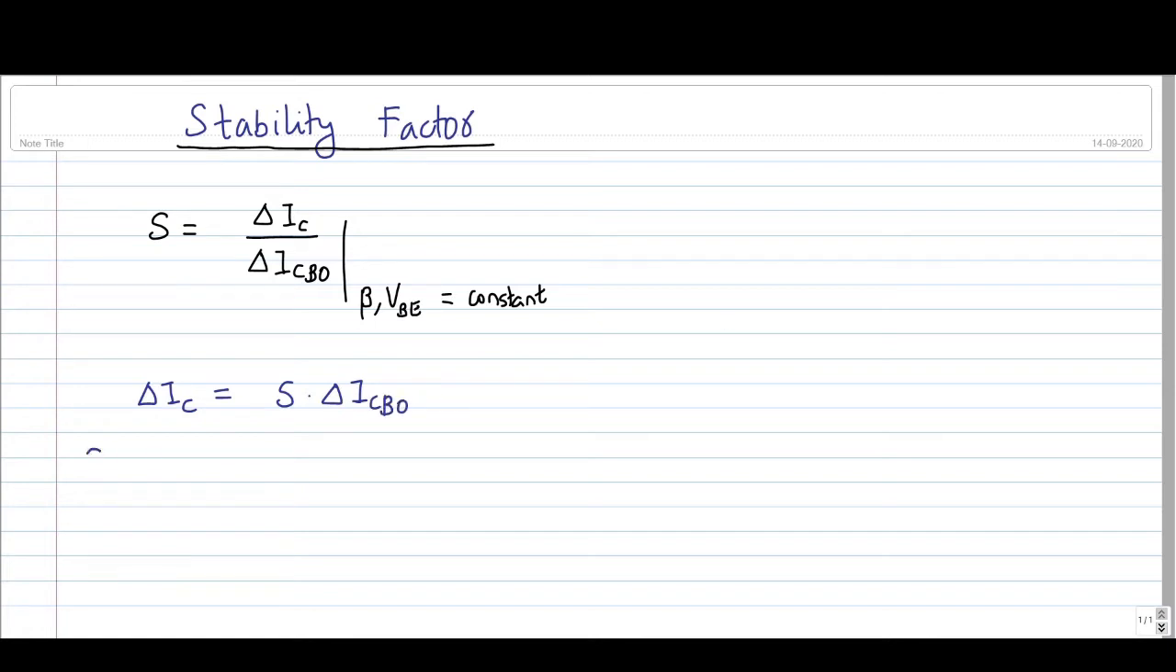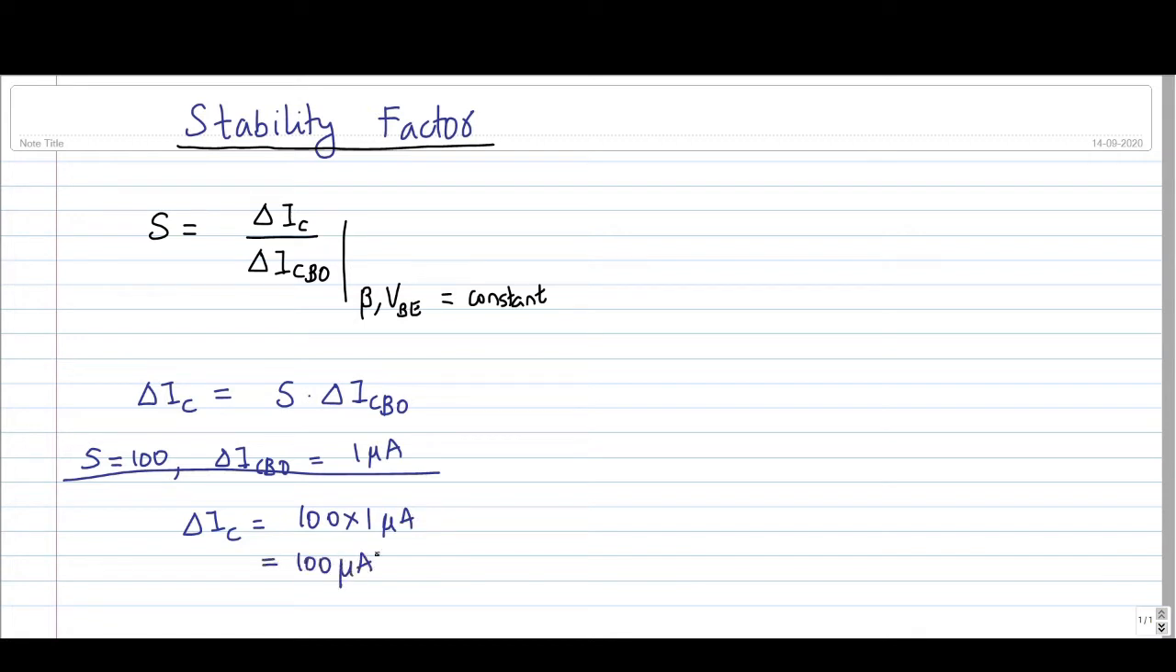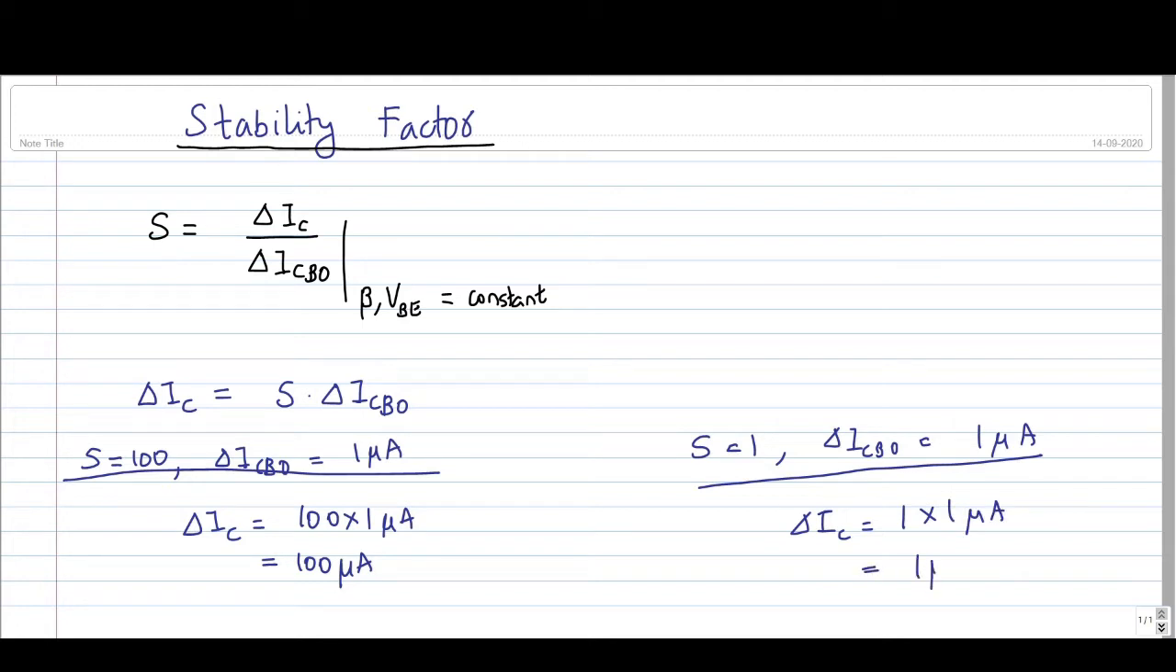Suppose S is 100 and delta ICBO is 1 microampere. Then what is delta IC? So delta IC is S into delta ICBO. So S is 100, delta ICBO is 1 microampere, so it is 100 microampere. Suppose S is 1 and delta ICBO is 1 microampere. Then delta IC is S into delta ICBO, that is 1 into 1 microampere. So it is only 1 microampere.